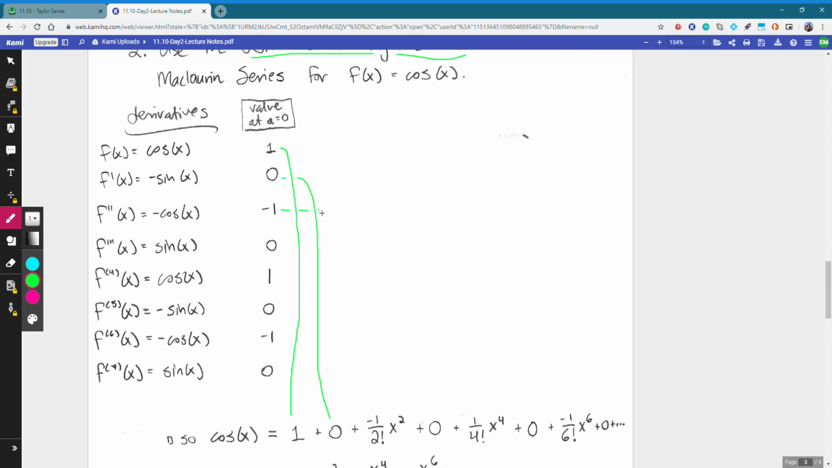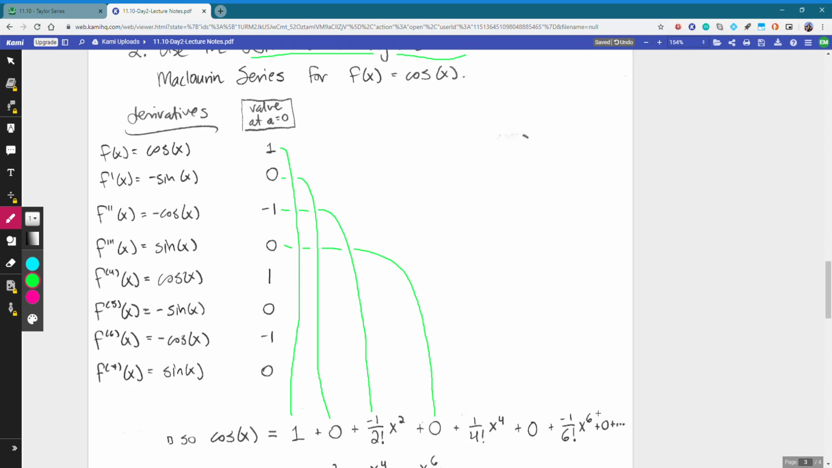This minus 1 goes in the numerator, minus 1 over 2 factorial x squared. All right, the 0 is going to make our next term 0. And then similarly, the 1 plops up top here, 1 over 4 factorial x to the 4th, then 0, minus 1 over 6 factorial x to the 6th, and so on.